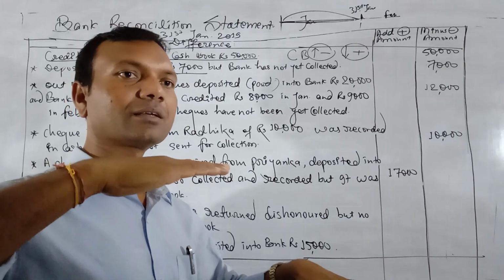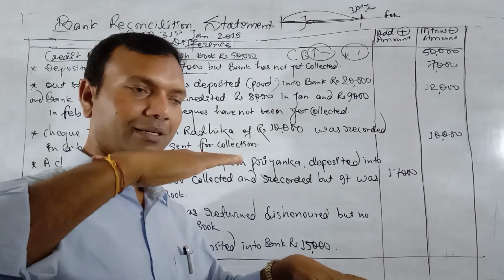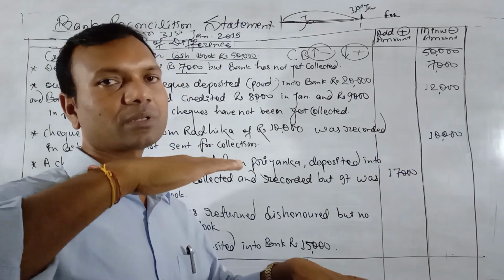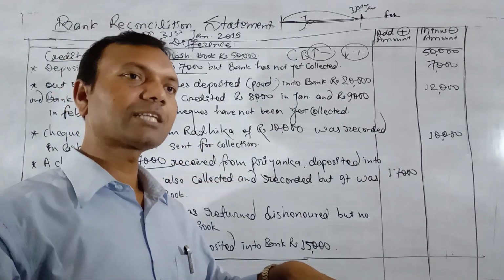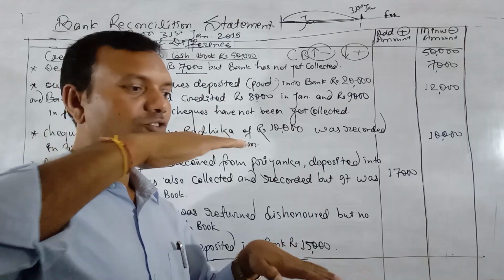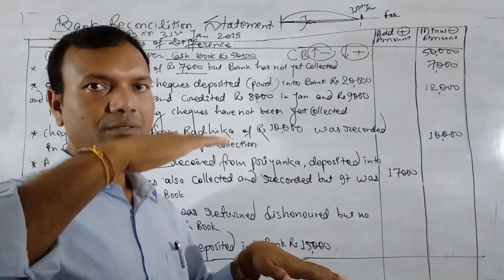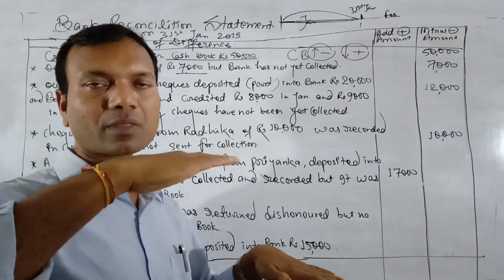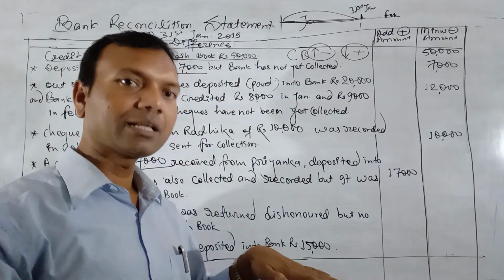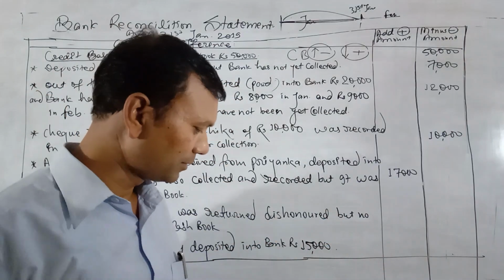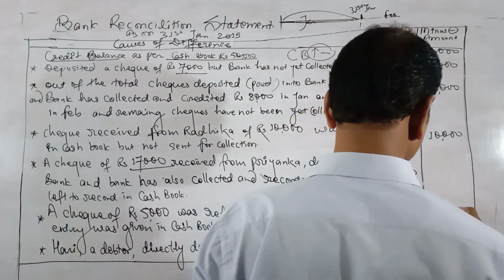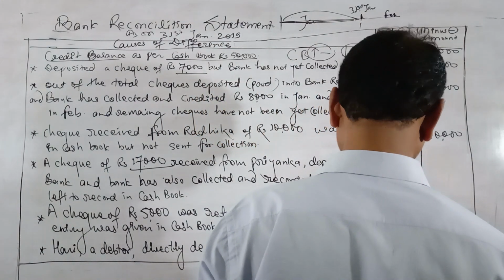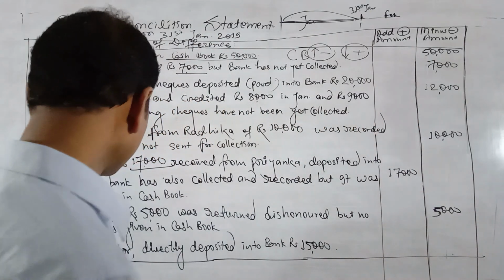That means the balance of the passbook is remaining constant, whereas the balance of the cash book has increased. What should be done to make them equal? What should be done with the cash book? Take the decision: just decrease the amount of the cash book to make both equal. It should be decreased by rupees 5,000.